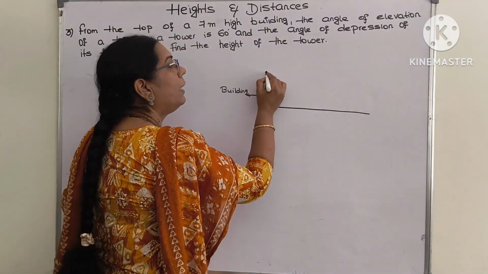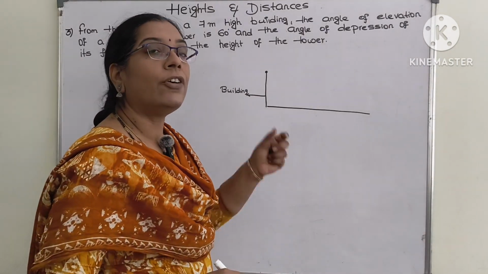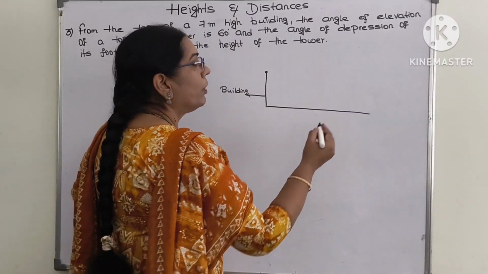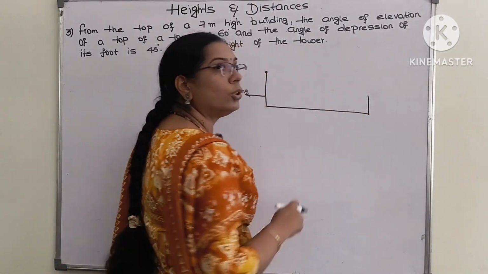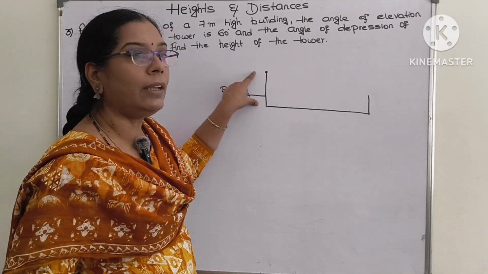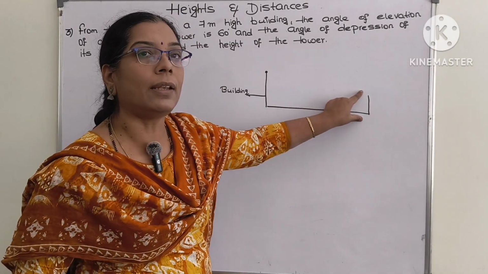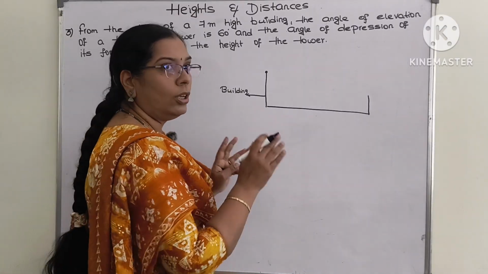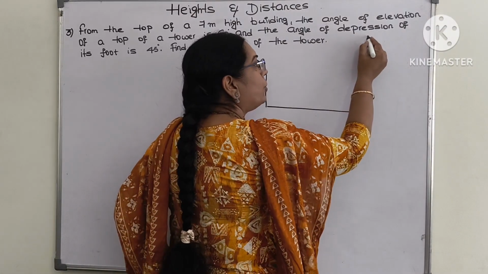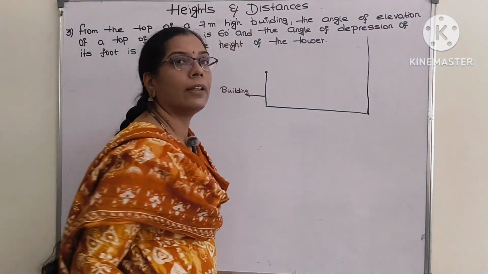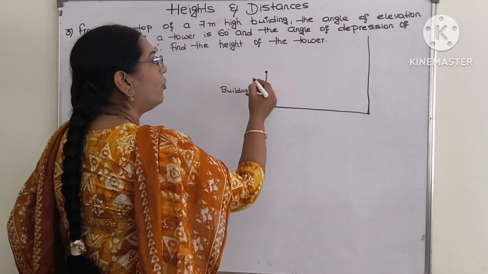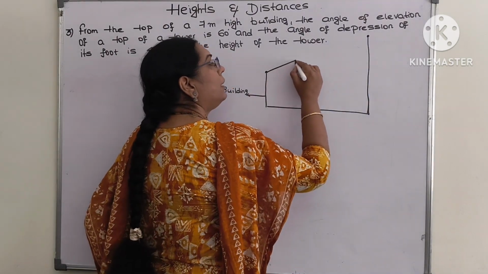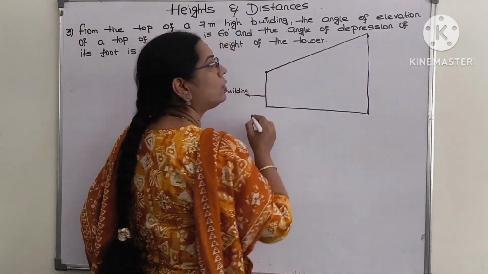Now from here, he is getting an angle of elevation when he is looking at the top of the tower. So should the tower be smaller than the building? If the tower is smaller than the building, how will he get an angle of elevation? No, he can't. So logic says that the tower should be taller than the building. Now from here, he is looking at the top of the tower. So connect these two dots.